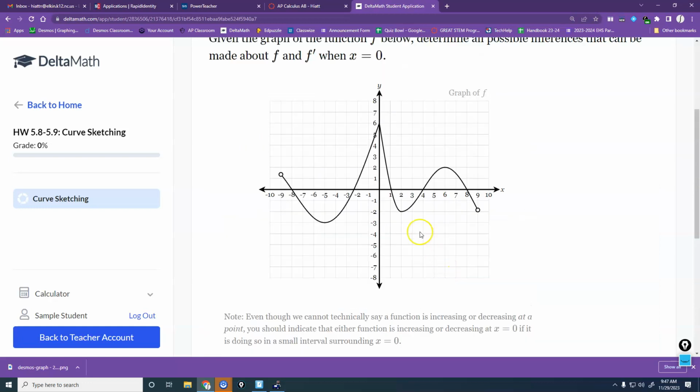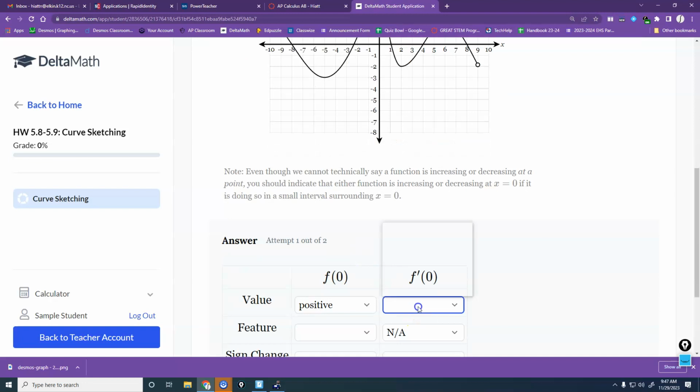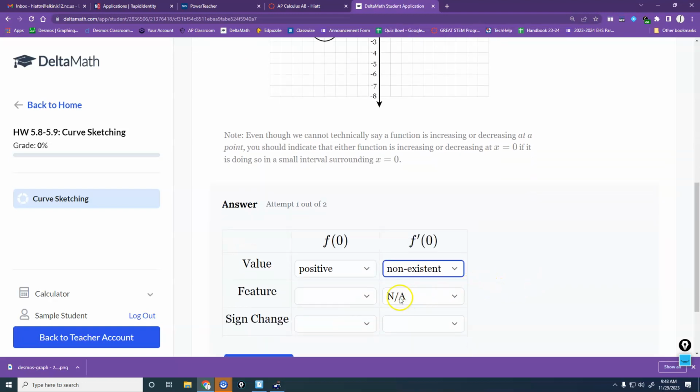Okay. What about f prime of 0? It would not be 0. It's going to be undefined, because is it differentiable when you have a sharp turn? No, it is not. So you are going to say non-existent.